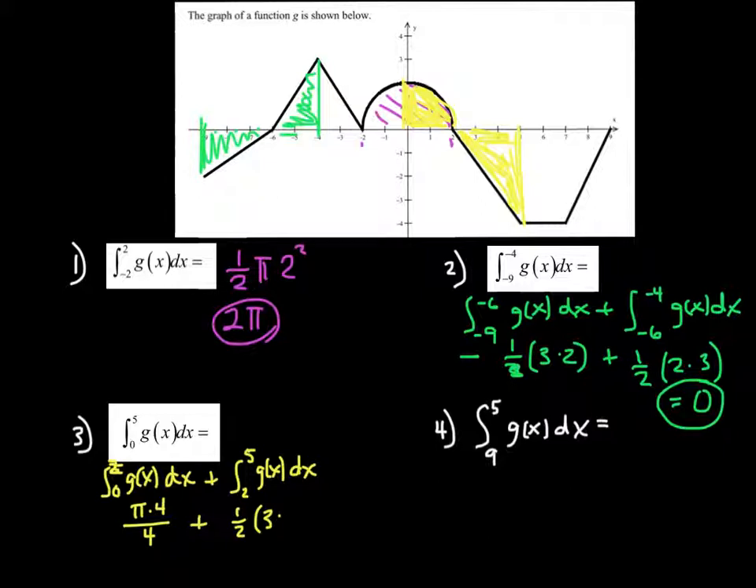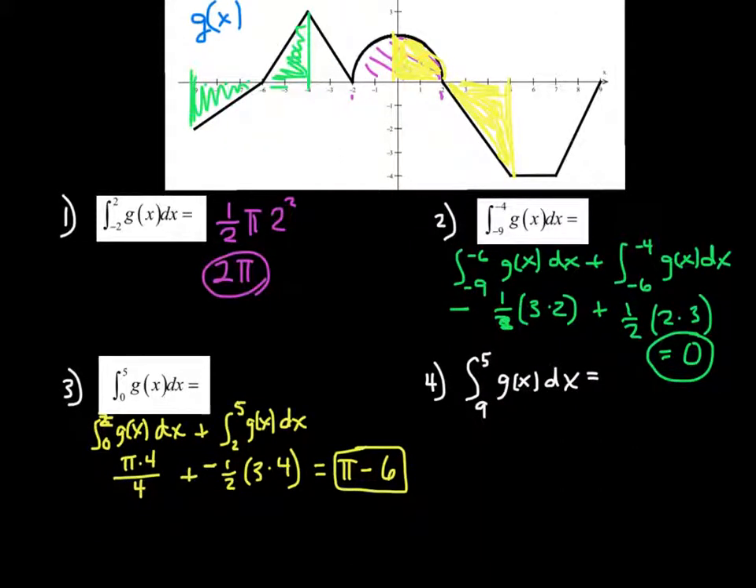And our height is 4. Now, again, that is below the x-axis. That triangle is dipped below the x-axis, so I would say that that is negative. All right, so my answer here is going to be just pi minus, let's see, half of 12 would be 6. So pi minus 6 is my integral answer.